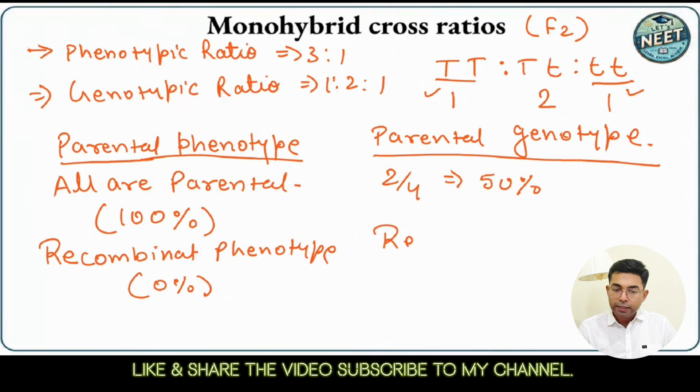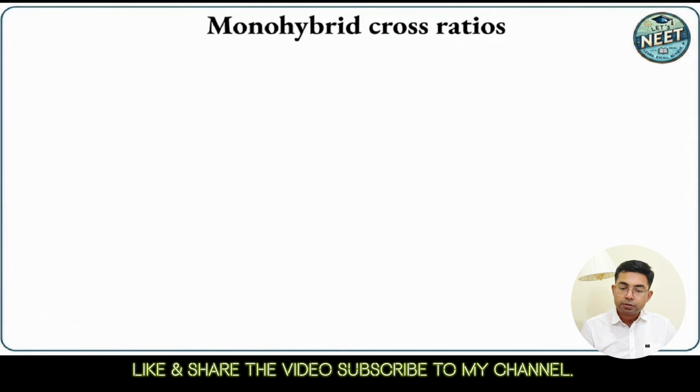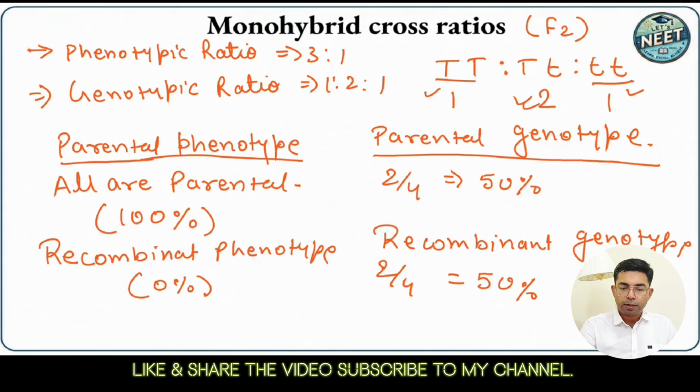And if I say recombinant genotype, this one is recombinant genotype. So again 2/4, so 50% is recombinant genotype. This is about the monohybrid cross, right? These all are very simple parts. Now let's go one step ahead.